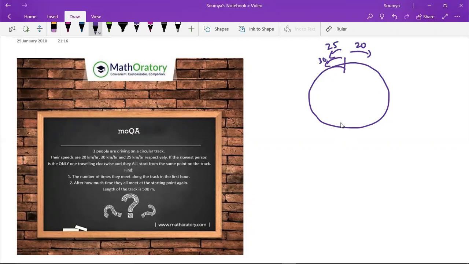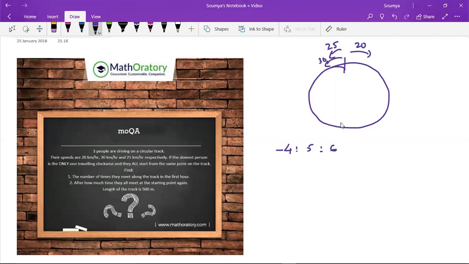Now, first thing, the number of times we meet along the track in the first hour. In order to get this, what we need to find is the number of distinct meeting points, and using that we can figure out the time interval in which they are going to meet, and accordingly the number of times they meet in the first hour. Quickly finding the speed ratio, we can simply divide by 5, so you get 4:5:6. As this is the only person traveling in the opposite direction to the other two, we're going to take a minus sign here just to make this simple.